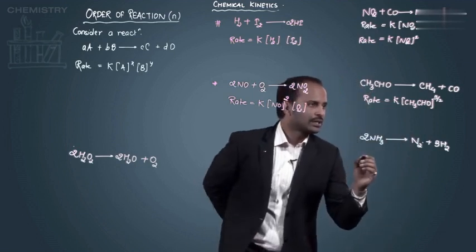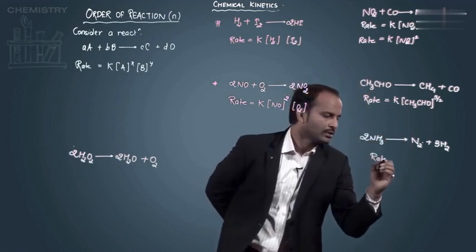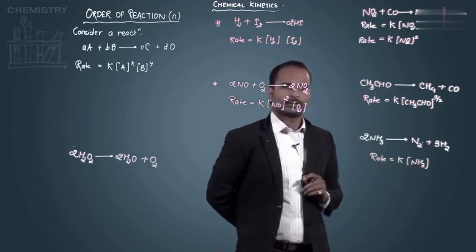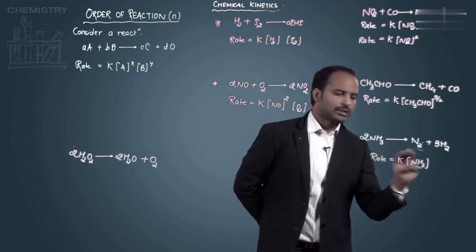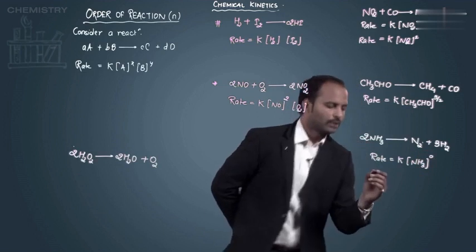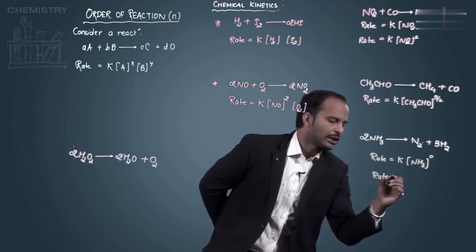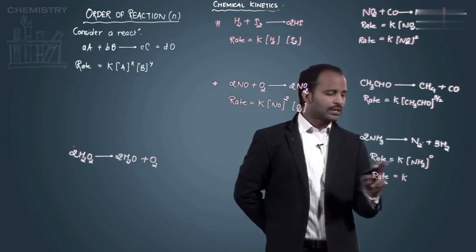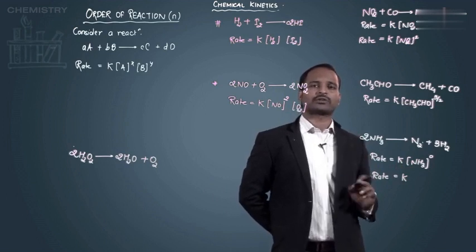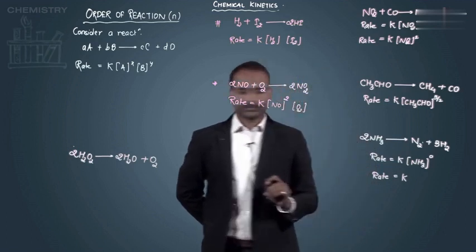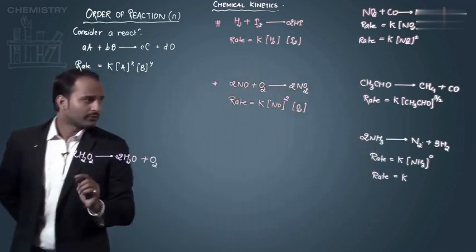When I'm talking about this reaction, rate is equal to K into, there is one reactant, that is ammonia. The coefficient is 2, but when I calculated the power, I come to know that the power is 0. That means I can say rate is equal to only K. What does it mean? It means that rate does not depend upon the concentration of reactant. There is only one reactant, but the rate of reaction does not depend on it. So rate remains constant.